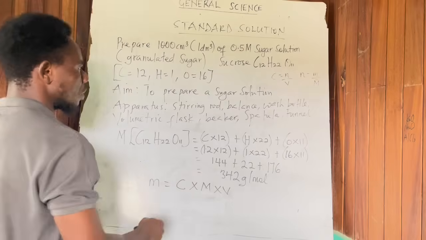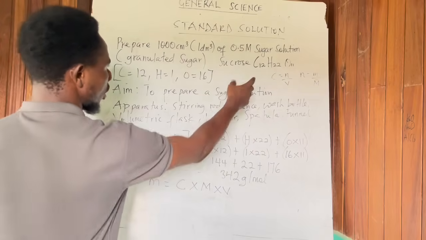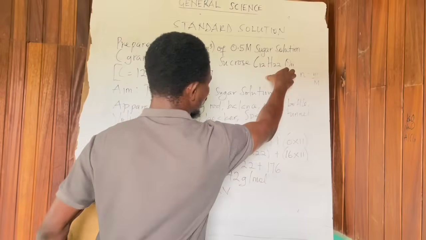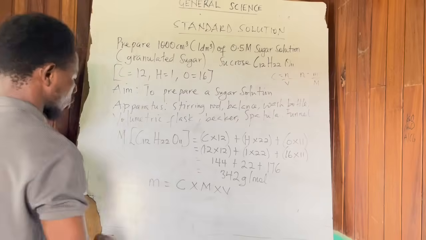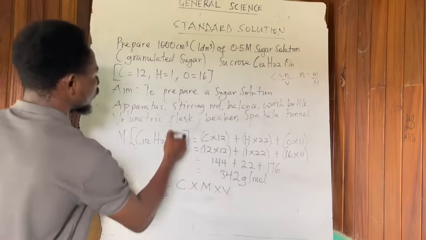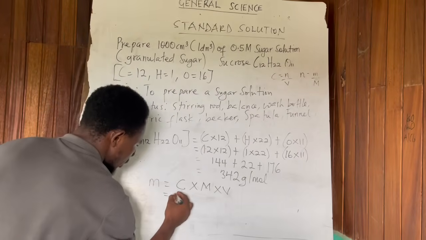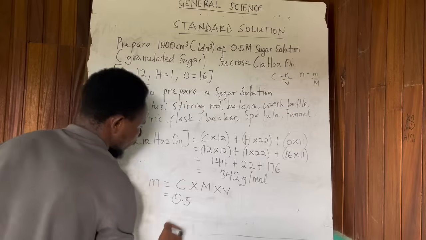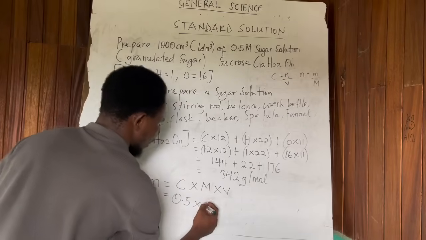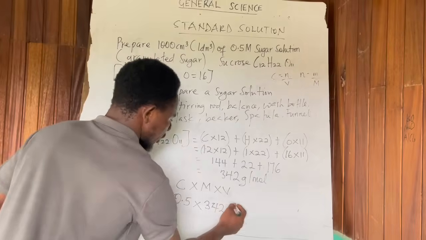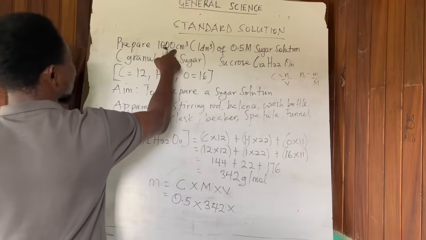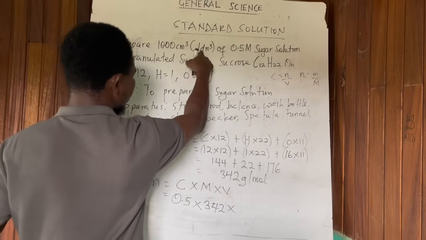Now let me put in the formula. I'm going to get the answer straightforward. Same here, you apply these two formulas, you are still going to get the same answer as mine. So let me use my concentration here. Concentration is 0.5, times my molar mass, which is 342, times my volume. Now 1000 centimeters cubed is the same as 1 dm cubed.